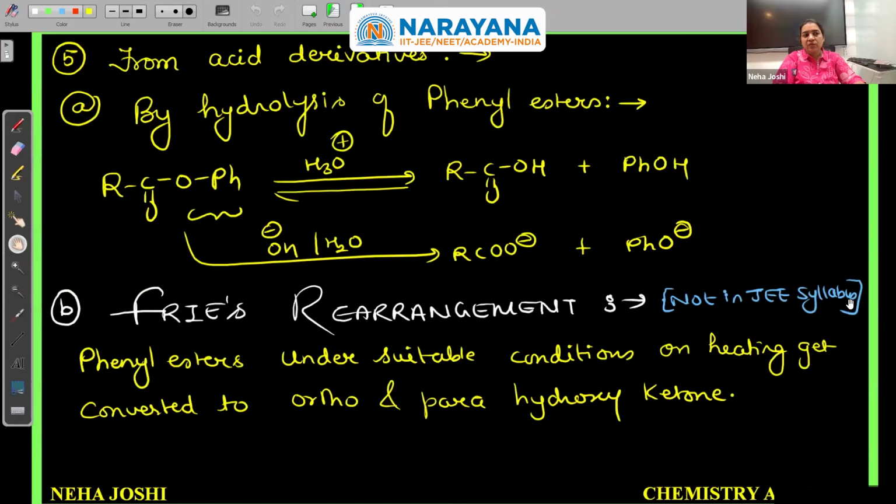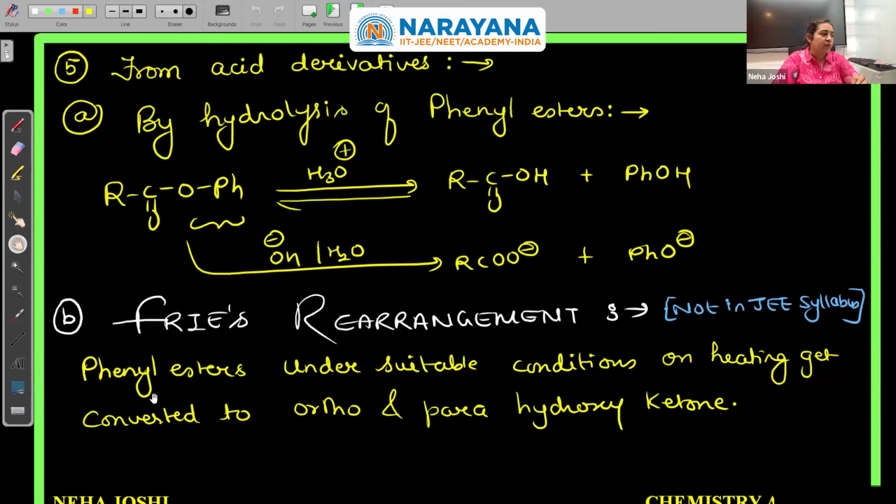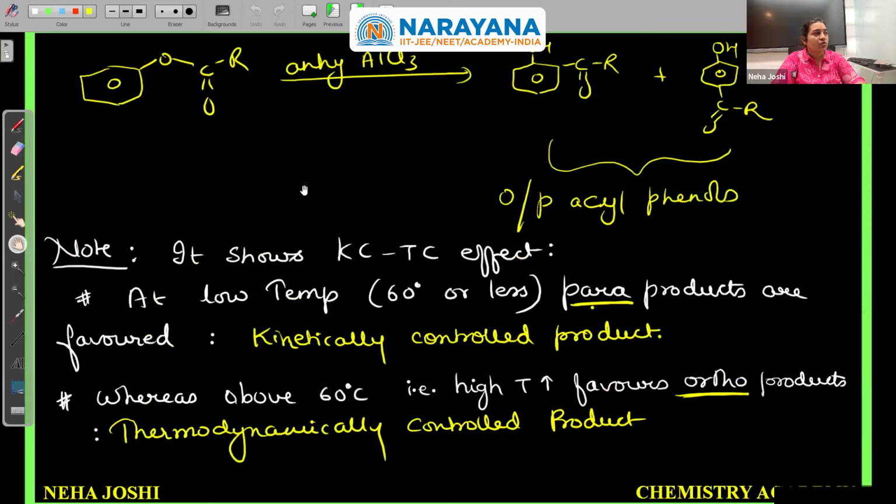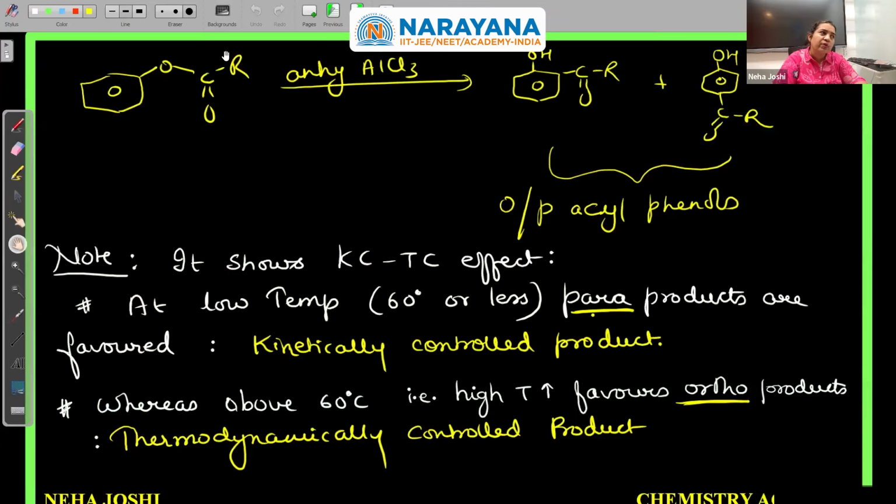So Fries rearrangement first is not in JEE syllabus. Last time also I told you that you can get a brochure from JEE Advanced sites. But anyhow, past syllabus also you can get. So Fries rearrangement, it is phenyl esters under suitable conditions on heating get converted to ortho and para hydroxyketones. So phenyl ester, this could be any group. We are not bothered about it. Okay, phenolic esters are this.